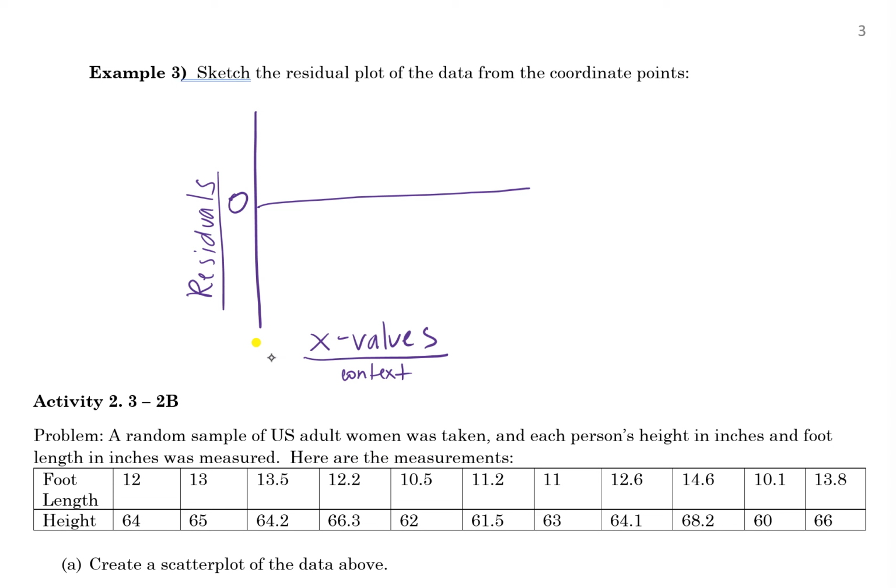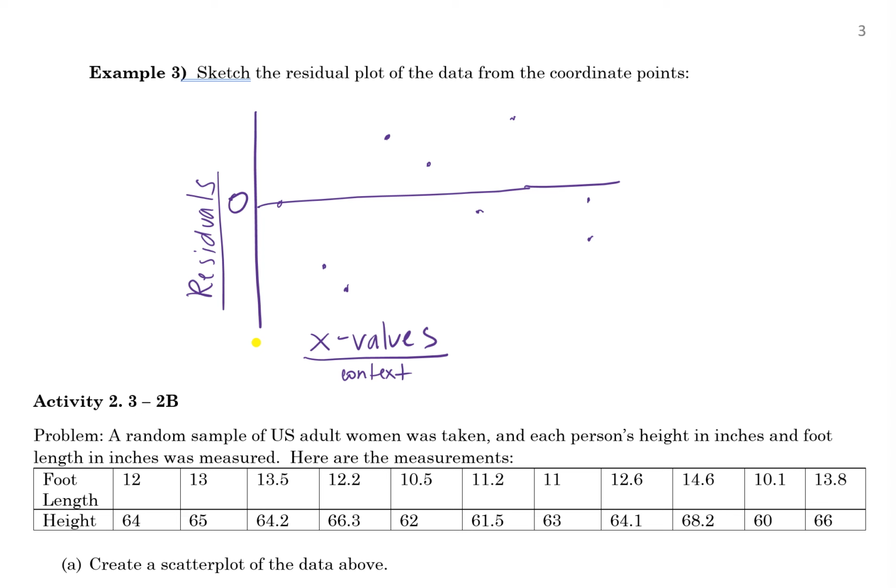So mine, sketching from a copy I have, looks something like this. Got a couple down here. Got a couple up here. Right there. Big guy up there. And then right here. There we go. So that's approximately what my residual plot looks like. I think yours should look-ish the same, but we shall see.